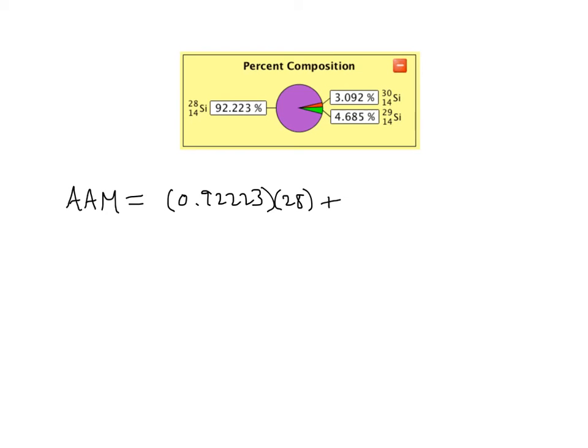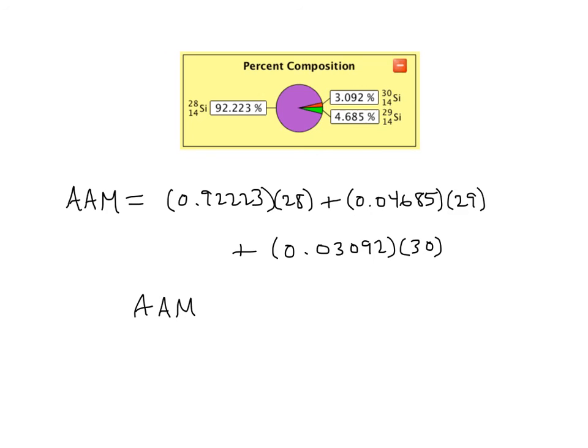We add that to the contribution from the next most abundant isotope, which is silicon-29, 0.04685, times its mass, 29, and then we're going to have to add one additional step, that final isotope, silicon-30. Now, we do these individual products and then we sum them together and we get the average atomic mass, which is around 28.10 AMUs.